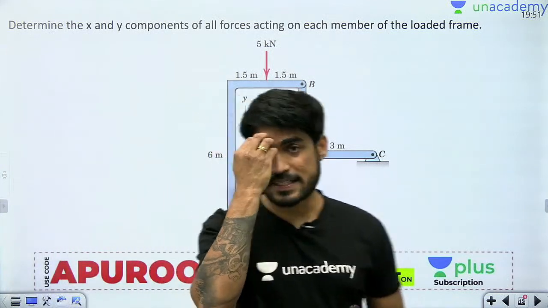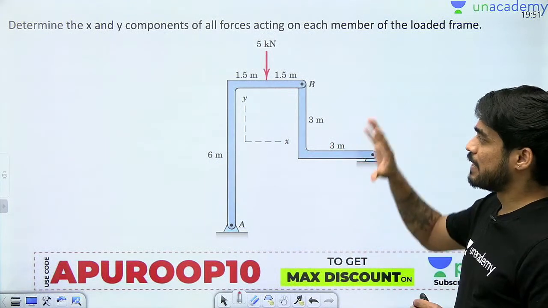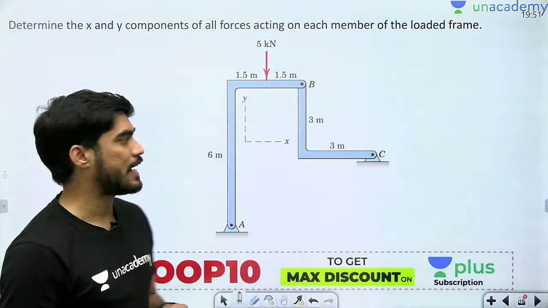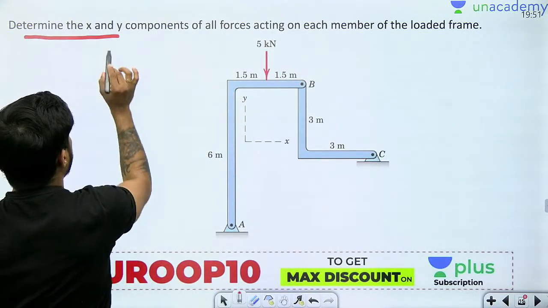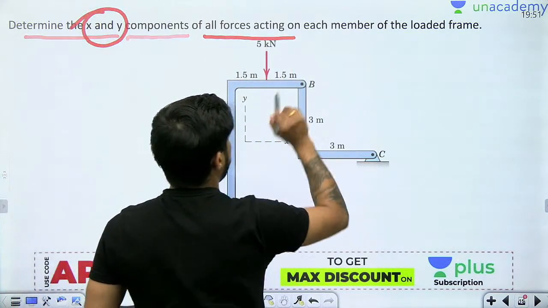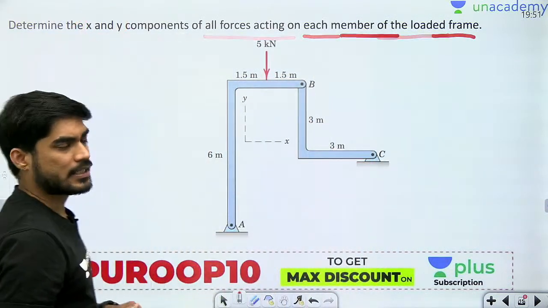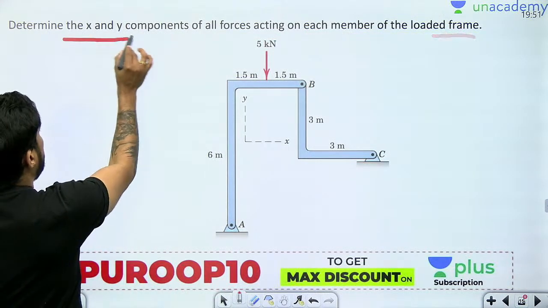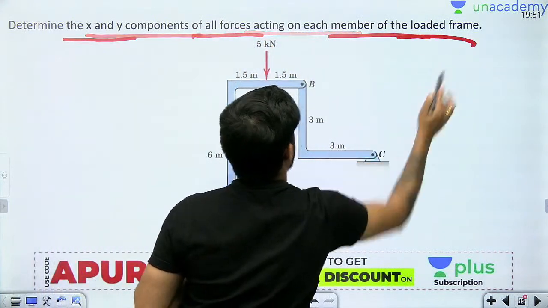Okay. So let's consider this example for the first. Okay, this is our first example. In this example we have a frame and we need to determine the x and y components of all the forces acting on each member of the frame. Here we are given a frame and what do we have to do? We need to find the x and y components of all forces acting on each member of the frame.